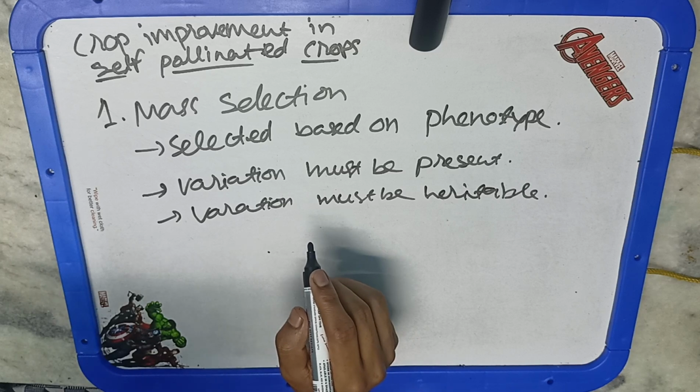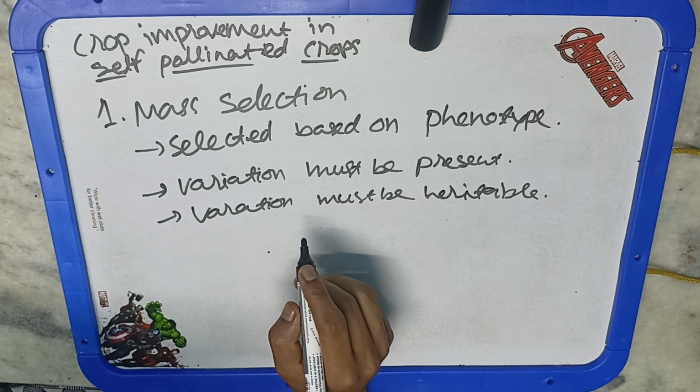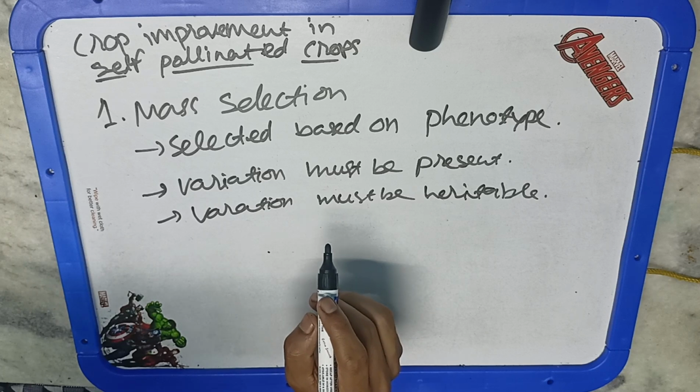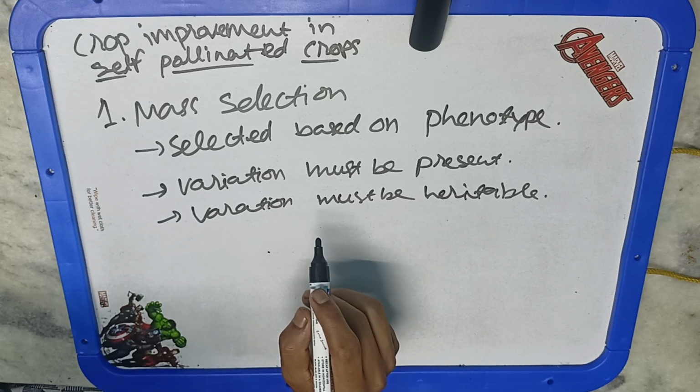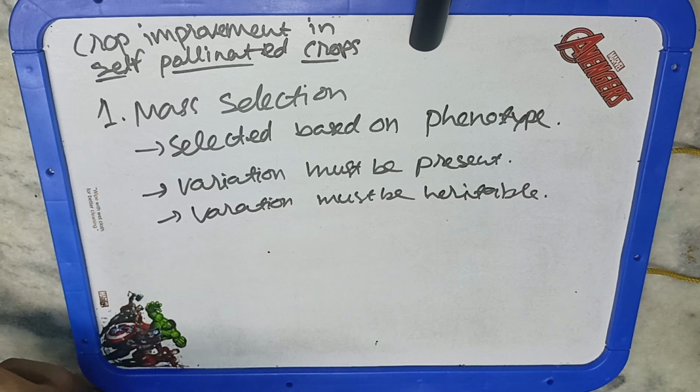Seeds are bulked means we have selected some of the plants. Now the seeds are harvested and they are mixed, and they are used to grow in the next generation because they have the same phenotypic appearance. So they may produce the same type of phenotype in the next generation also.